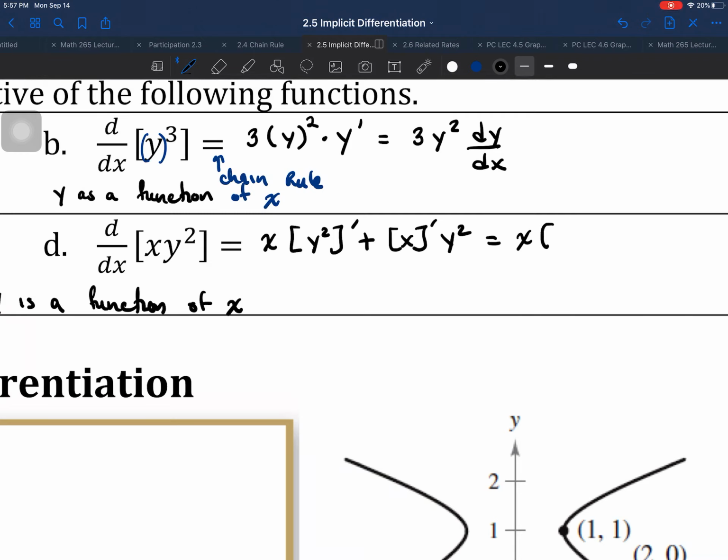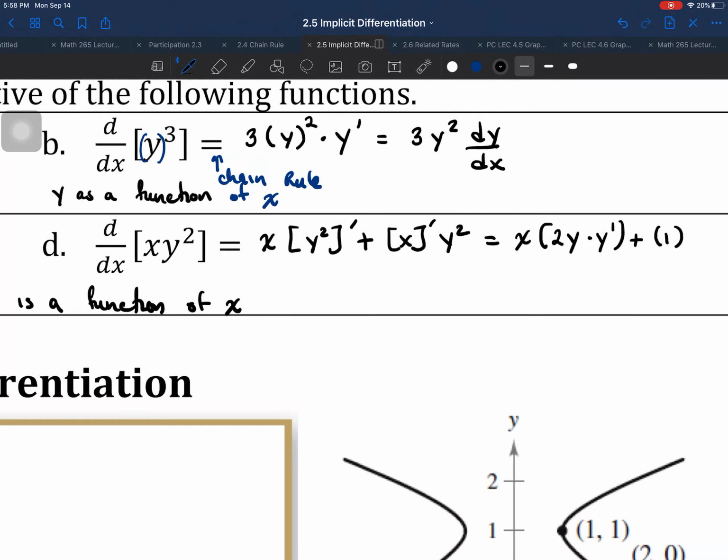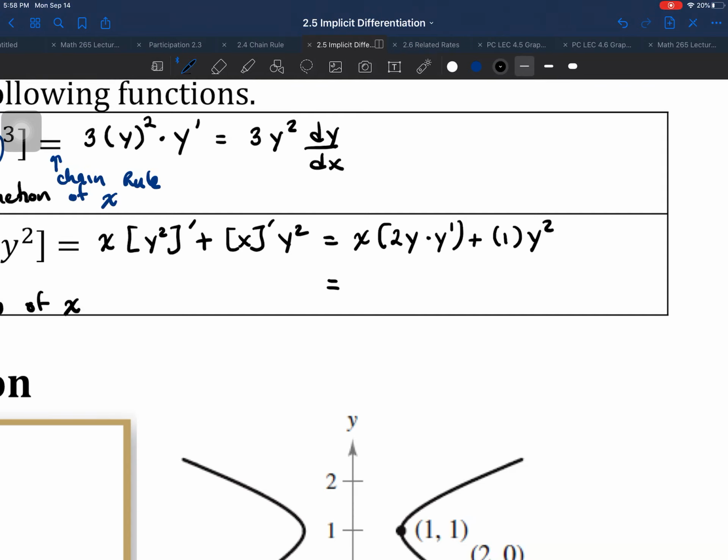So let's try that. It will be multiply by the power, keep the inside function, subtract 1 from the power, so that becomes a 1, and then multiply by the derivative of the inside, right? Chain rule, because remember y is a function of x. Followed by the derivative of x, which is 1, times y squared. And there you go. So now can we clean this up? We can say that this is 2 times x times y dy dx plus 1 times y squared. And there you go. So that's the derivative.